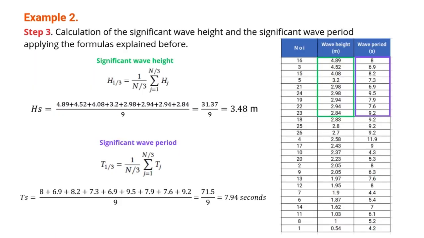Calculation of the significant wave height and the significant wave period, applying the formulas explained before. The first 9 wave heights are included in the formula, and the resulting significant wave height is equal to 3.48 meters. Now, to calculate the wave period, we are going to use the 9 values of the associated period. Applying the formula, the significant wave period is equal to 7.94 seconds.